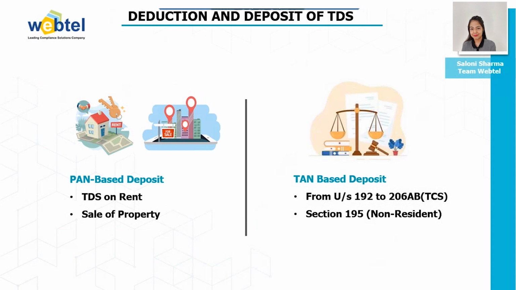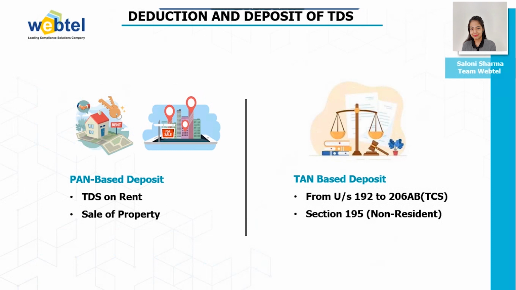Firstly, we need to understand the payment of the TDS. Basically, there are two types of payments. First one is PAN based and the other one is TAN based. PAN based deposit is allowed only on specific nature of payments like rent and sale of the property. But on the other side, all types of payments covered under the TDS require a TAN number to complete all the TDS compliances, including the deposit of your challan.